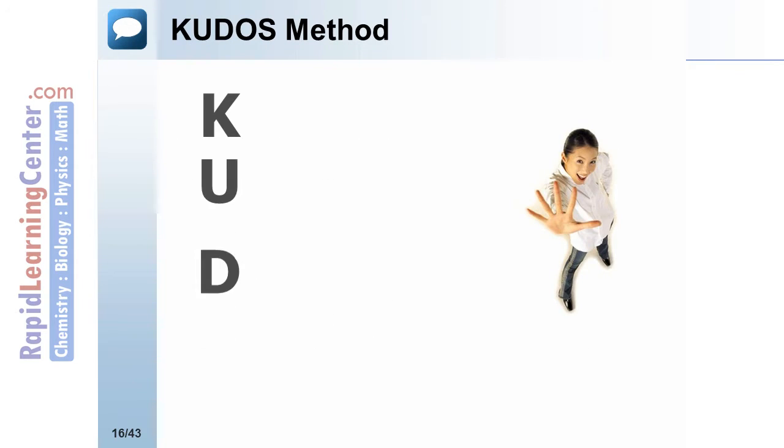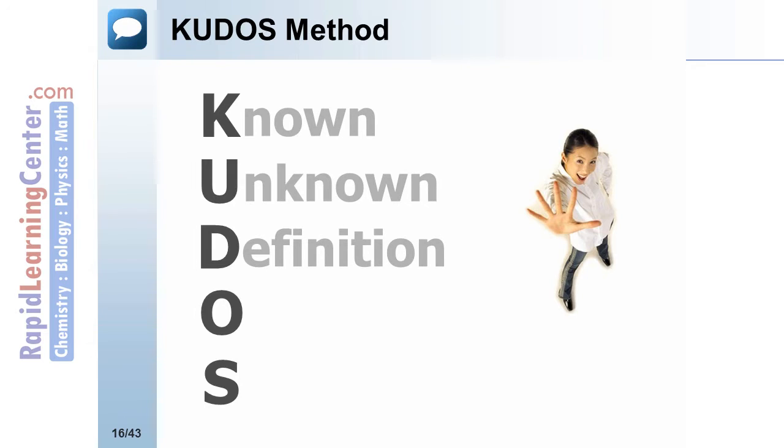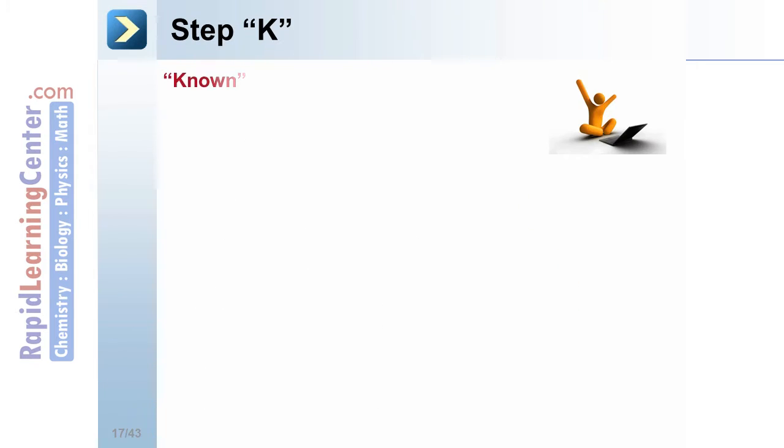KUDOS stands for known, unknown, definition, output, substantiation. Step K, known. Identify what is known.